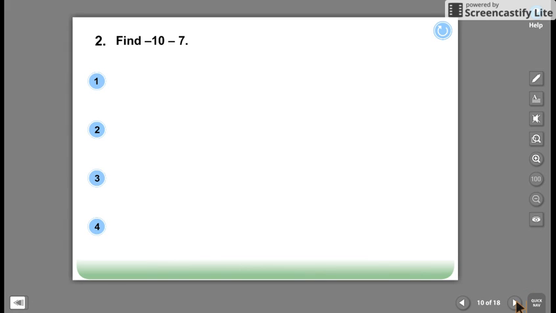Here's example 2, negative 10 minus 7. So the first thing we're going to do is rewrite the subtraction sentence as an addition sentence. So negative 10 stays the same. Subtraction turns into addition, and the opposite of 7 is negative 7. So now we can add these two up. They have the same signs, so we add their absolute values. 10 plus 7 is 17. Since they're both negatives, the answer is going to be negative.